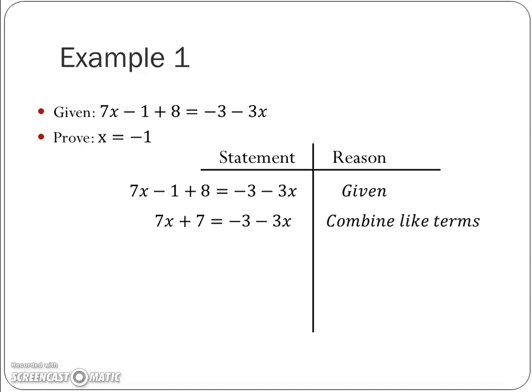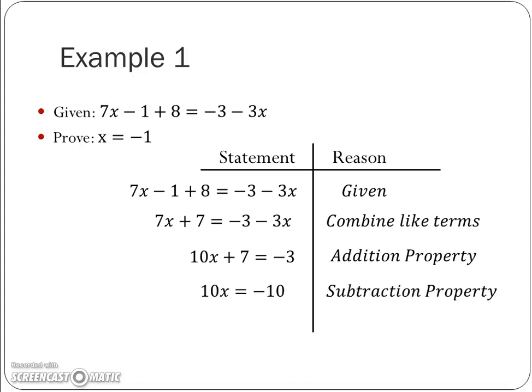All right, now we're going to add 3x to both sides. And that's addition property. We're going to subtract 7 from both sides. We get negative 10. That's subtraction. And then we're going to divide by 10 to get x equals negative 1. And that was division. Okay, so that is one of the proofs that you may need to know how to do.